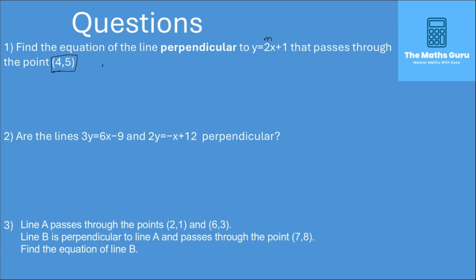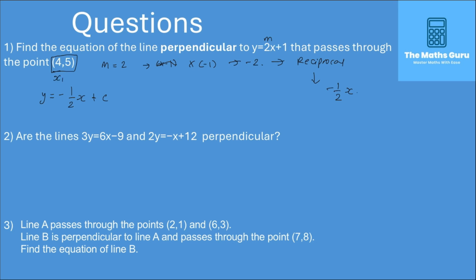The way we do this is we take our m value of 2 and first apply the negative, so times by negative 1, and we get negative 2. Then we apply the reciprocal, and we get negative a half x, because we put our negative 2 as the denominator with 1 on top. So we now have our gradient function, negative a half x plus c.